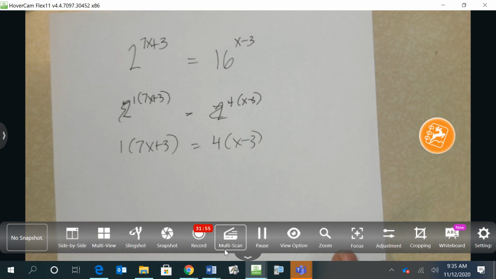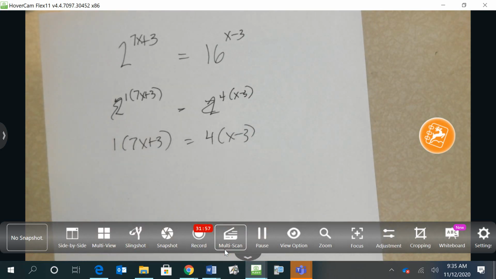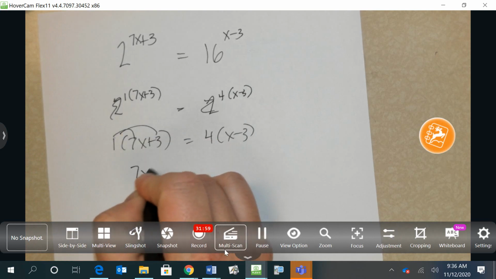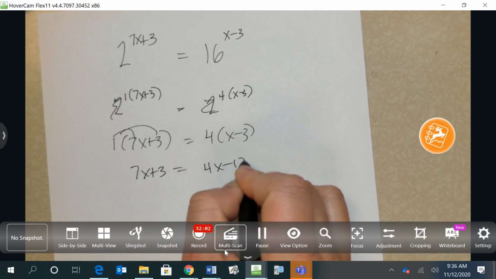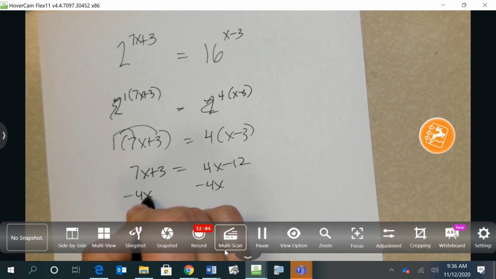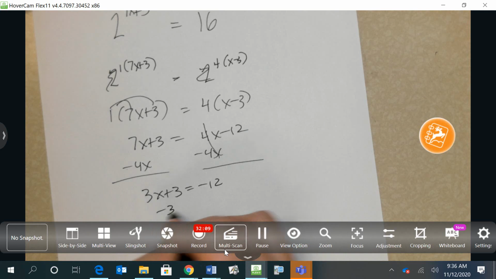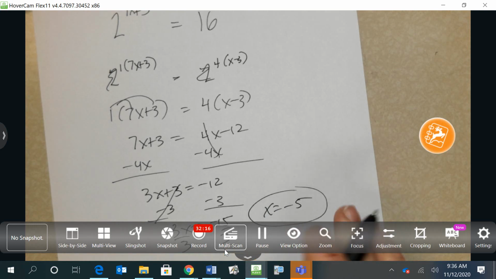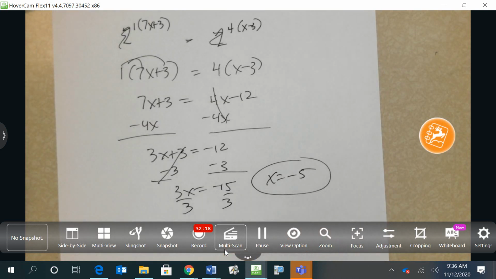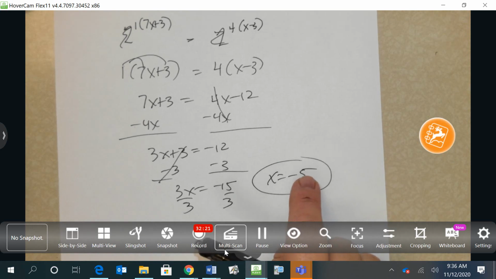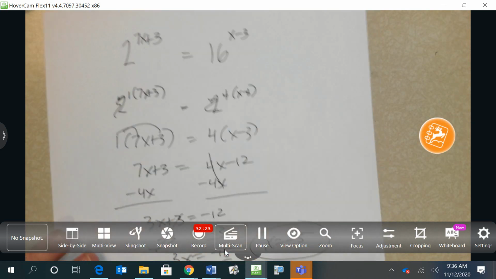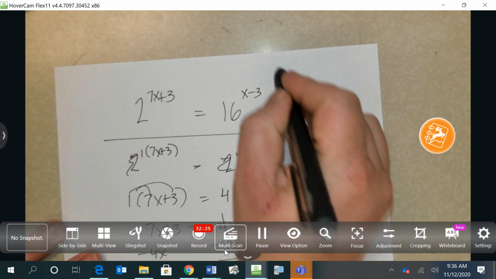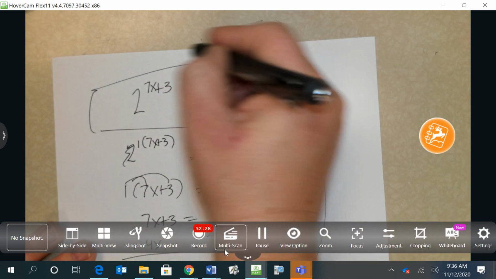I see some people are trying to get an answer here, but I see a couple different answers, so let's check. -5. Oh, it's a pretty answer. It's pretty easy, right? Not an ugly fraction, a nice integer. So let's check to see if it's right. Just because it's a nice answer doesn't mean it's going to work.